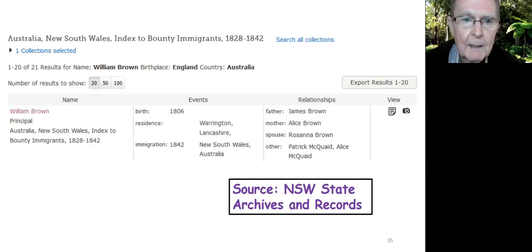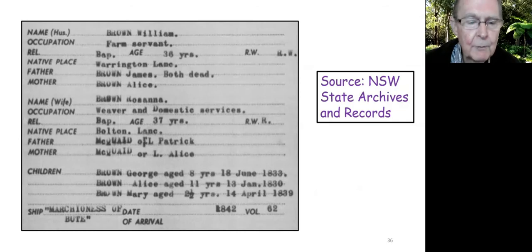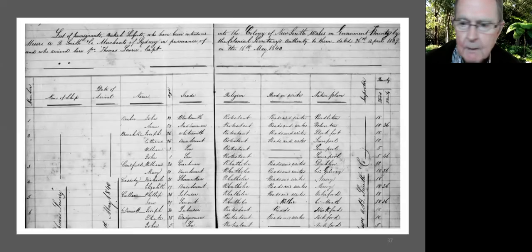Now, again, we can look up the indexes, and that's an image of an index for William Brown and his family who came out to the colony. And you can, again, view a card index for William, and also the details of the ship on which they came.